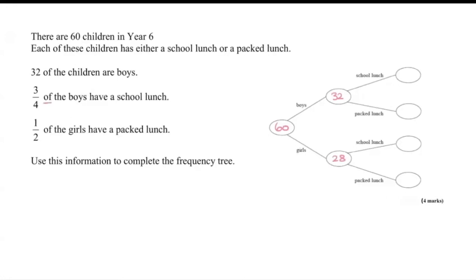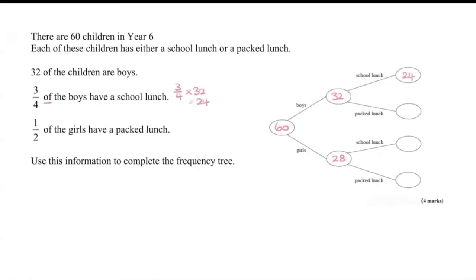Now we need to find 3/4 of the boys. Now when you read "of", you should be thinking times. So we've got 3/4 times 32. You can put that straight in your calculator. It gives us 24. Fill that in.